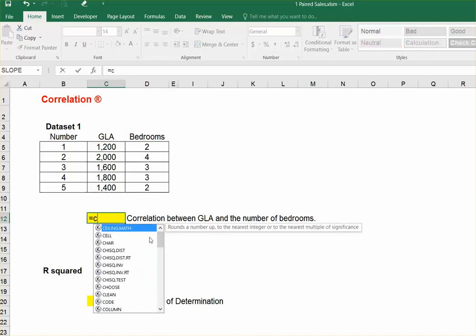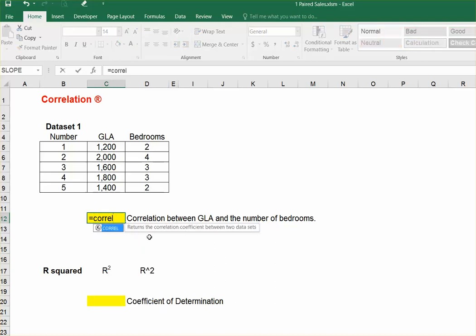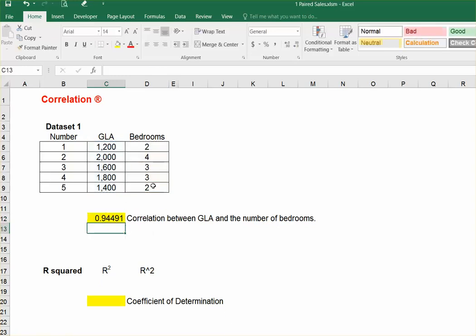So equals correl of one set of numbers, then the other set of numbers. And I can see here that that's a very high correlation. Now remember that correlation goes from a -1 to a +1, and the -1 is 100% correlated, just negatively correlated. And the 1 is 100% correlated, and a 0 is none. So this is highly correlated.